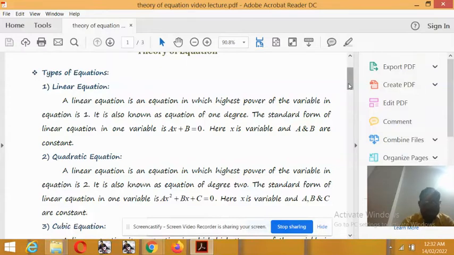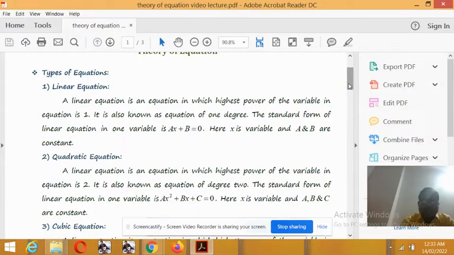MCQ type. What we can say is MCQ type. The question paper is of MCQ type, so the answers should be MCQ type, and we are going through this as the definition part and as the important part from the exam point of view. So what are the types of equations? There are different types of equations.